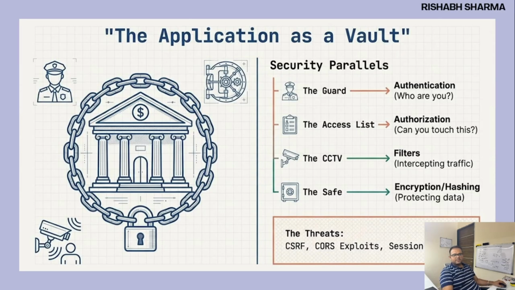The next is the access list, authorization. Suppose you are authenticated; the guard inside the vault checks the access list. Can you touch this? Can you open this room? Are you allowed to get into this room? That is authorization. In Spring Security, you can control it by roles and authorities. We will see it in the actual implementation when we move to that part.